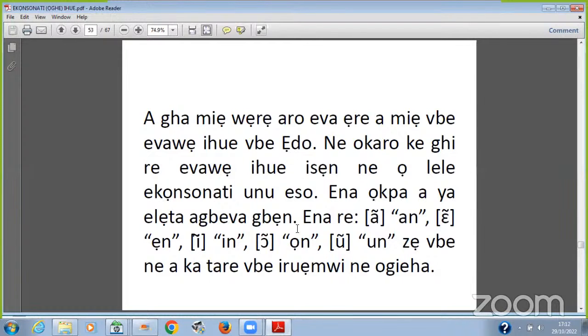The a written with a subdot n, the e written with in, the o written with o subdot n, and the u written with the letters, that's the digraph un.